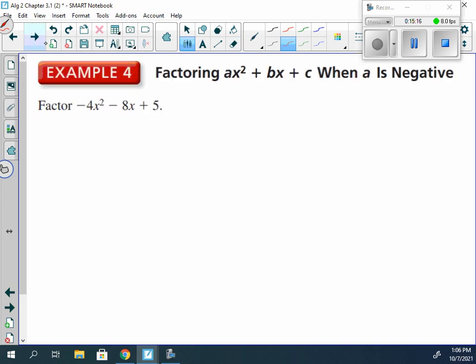Let's look at this one here. So in your note sheets, it should say example 4 at the top. Yep, right there. So what makes this one different than what we've been doing today and yesterday? First term's negative, yes? Well, it'd be nice if it wasn't negative, right? So how can I make it positive?